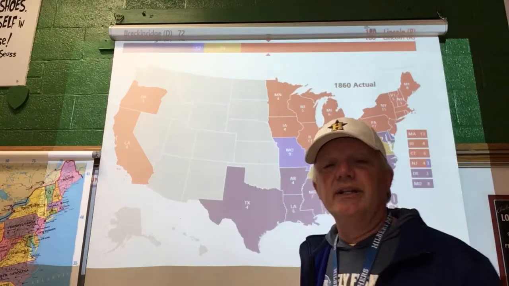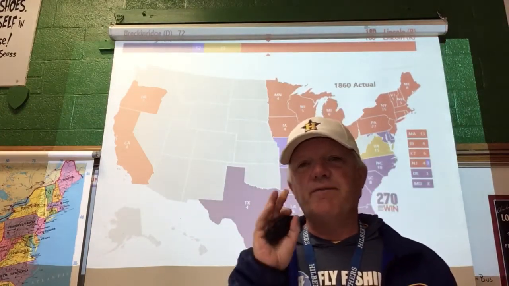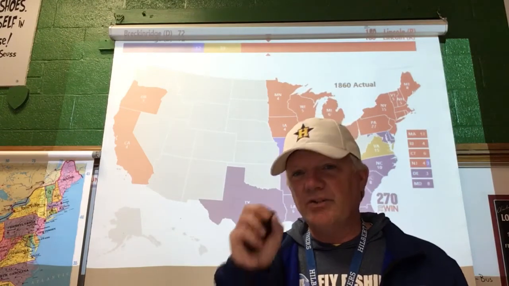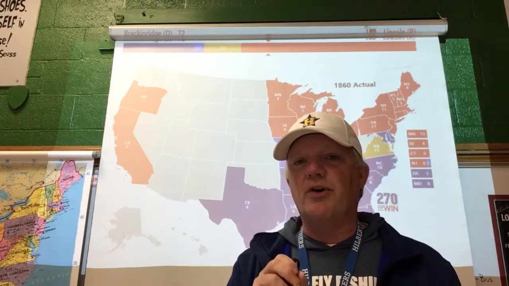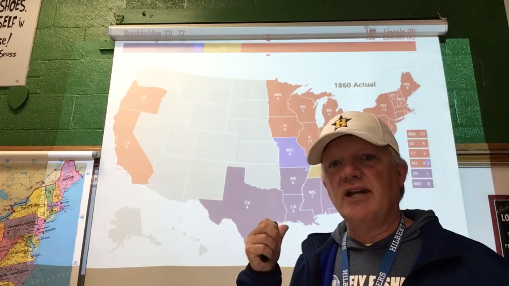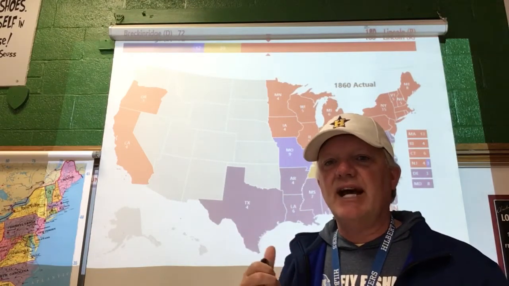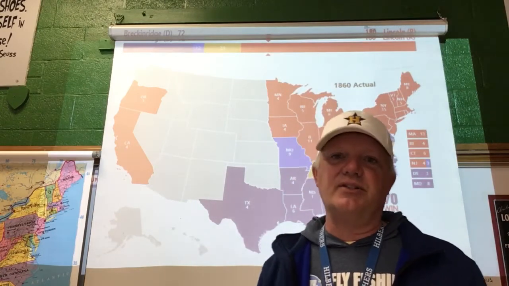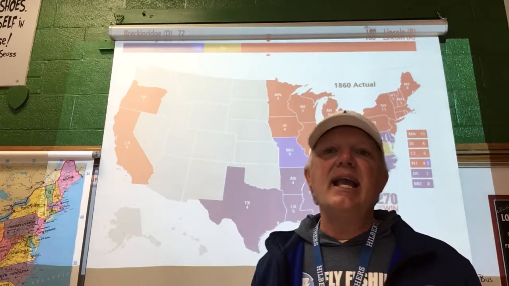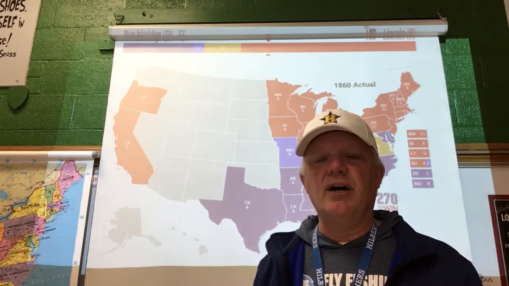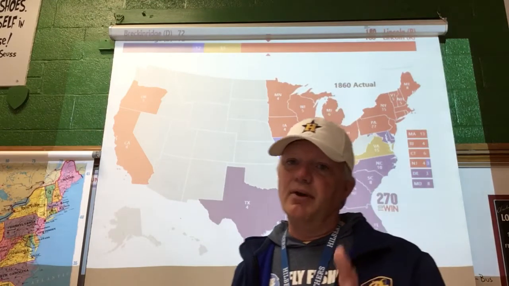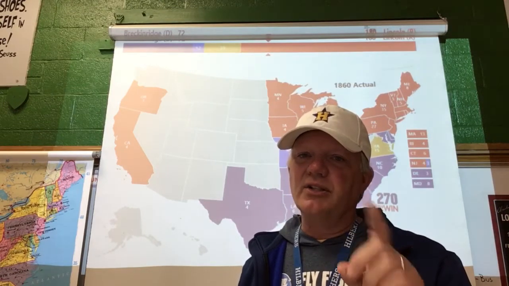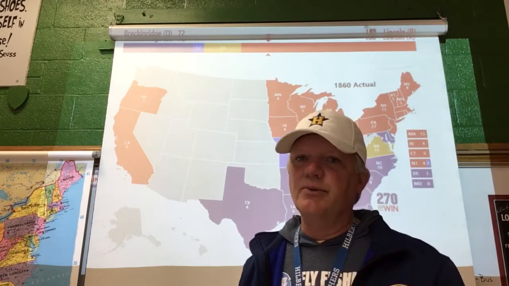Abraham Lincoln is going to win the election, and he's only going to get 40% of the popular vote. He's going to have enough electoral votes, but only 40% of the people voted for him. In 10 southern states, his name wasn't even on the ballot. He wasn't even a choice in 10 southern states. And yet, he becomes the next president of the United States. Now remember, he didn't want to end slavery, he wanted to stop the spread of it. But Southerners now felt that he was going to end slavery.